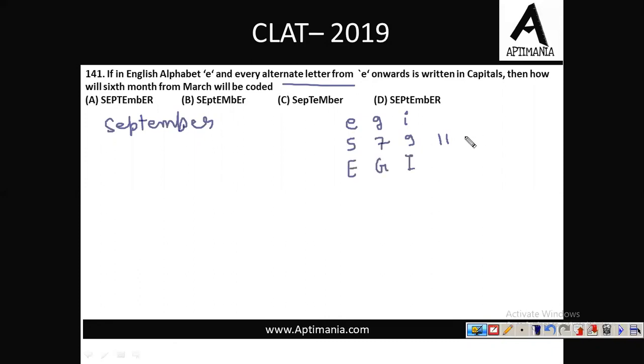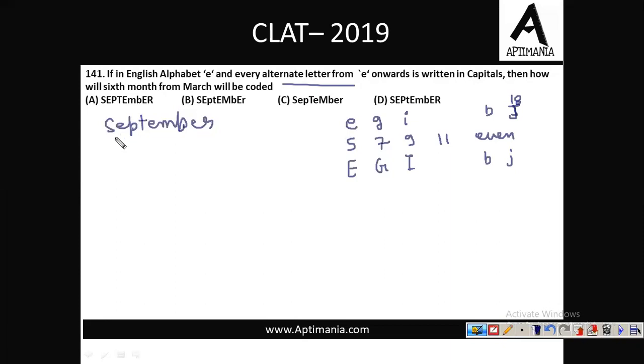For the letters at even positions, for example B, it would be written as b only. For example, J comes at position number 10, it will be written as j only. If it is small c, it will be written as small c only. Fine. So this is the question. This is a very simple question. So I will do one thing.